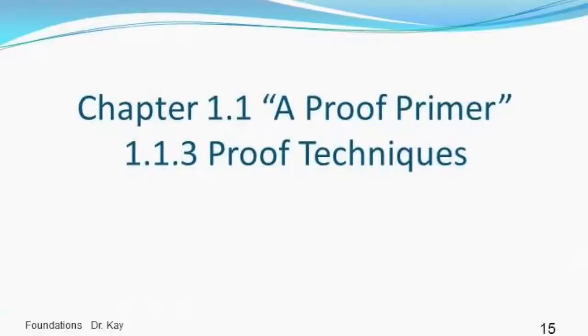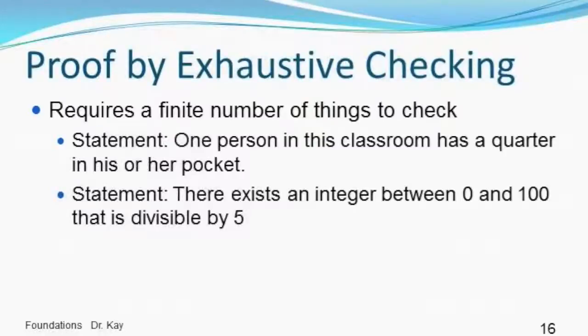So let's talk about a couple different proof techniques. Again, these are proof techniques that you should already know. If you have a finite number of things to check, you can do proof by exhaustive checking. So if I'm teaching in a classroom and I make the statement, one person in this classroom has a quarter in his or her pocket, I can get everyone in my class to turn out their pockets and see if anybody has a quarter in it. And if there's a quarter, then the statement is true. If there's no quarter, then the statement is false.